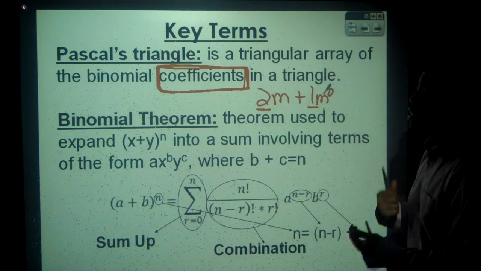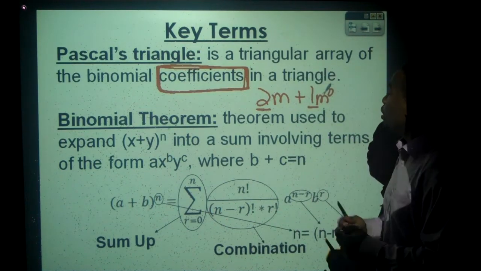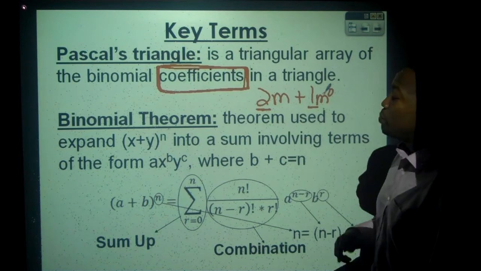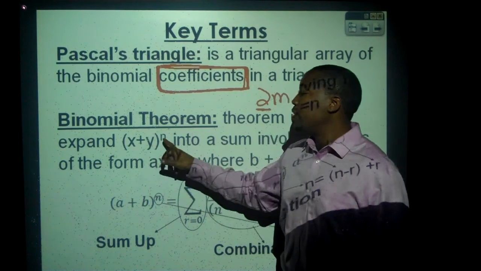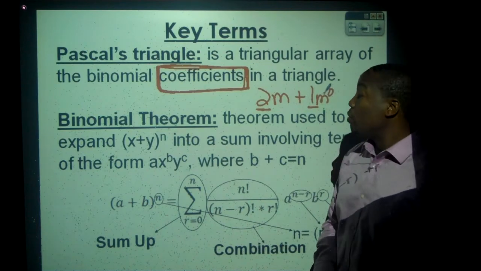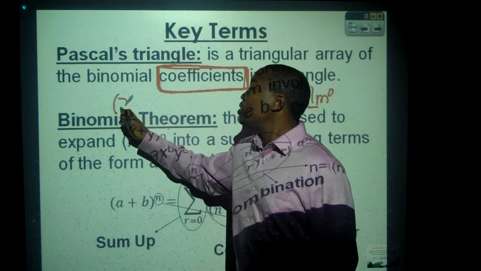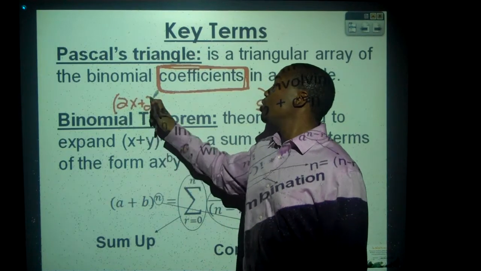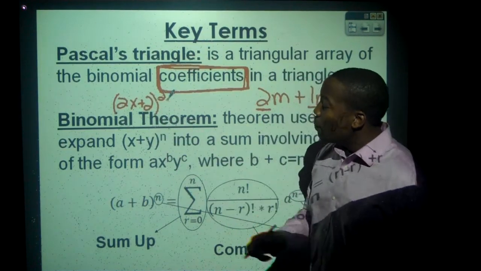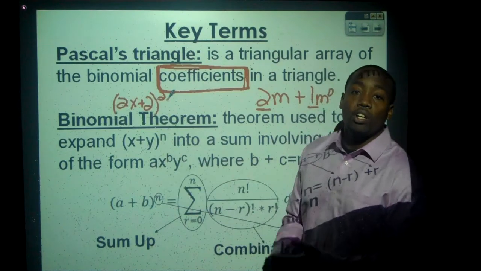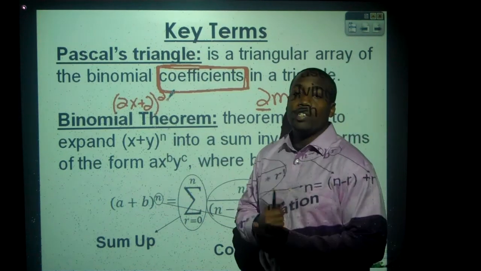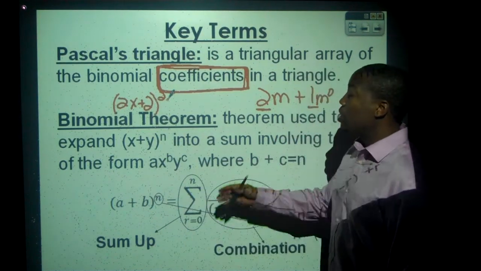So now the theorem, the beef of what we're learning. The theorem is used to expand x plus y to the n. Now, we've only been doing, for example, let's say 2x plus 2 to the second power. But as you see, this n could be to the third power, fourth power, fifth power, sixth power, 10th power. And we can go on.